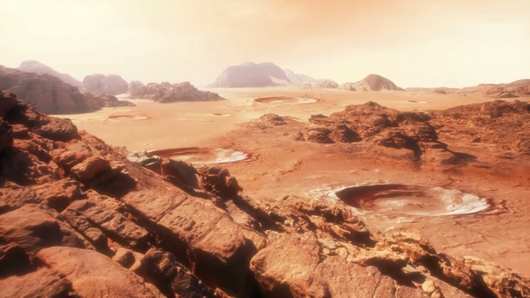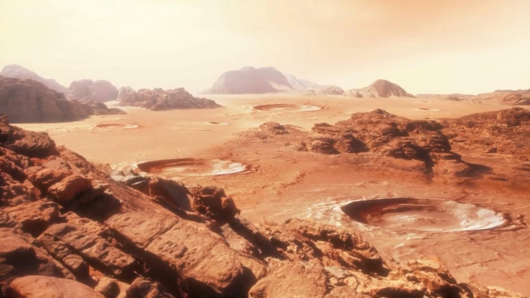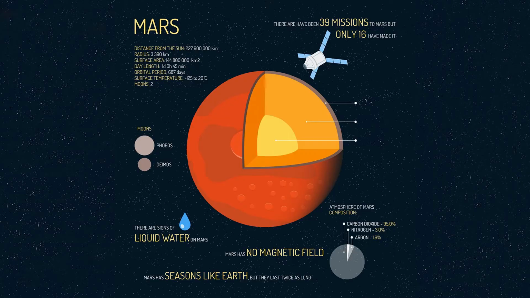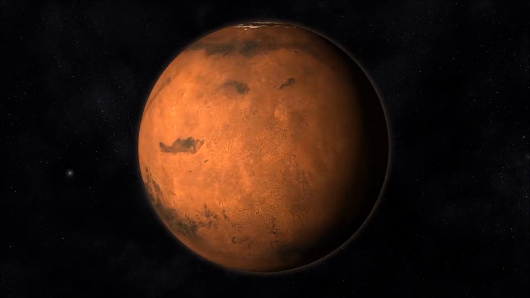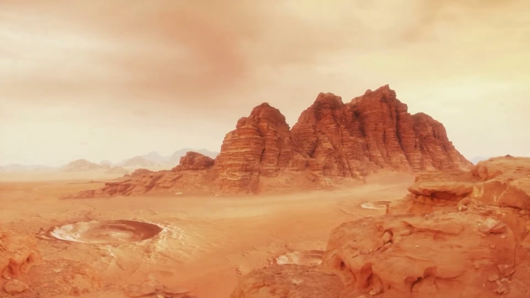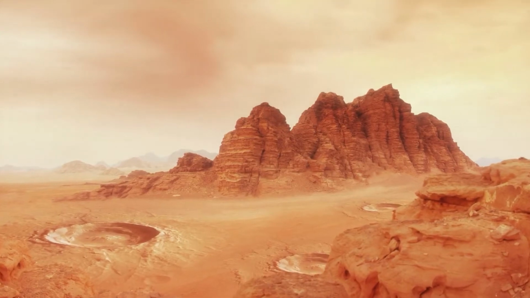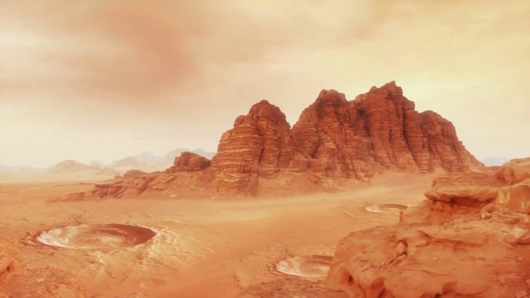Mars is the 4th planet from the Sun with a rocky body about half the size of Earth. It is divided into 3 main regions: the outer core, the mantle, and the crust. It is often referred to as the red planet due to the effects of iron oxide found on its surface, giving it a distinct reddish appearance.